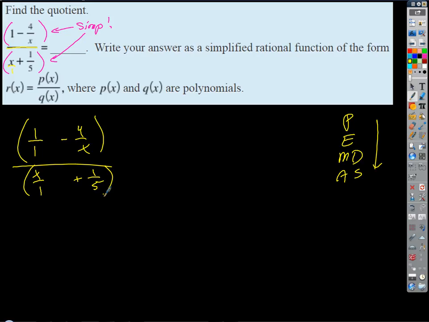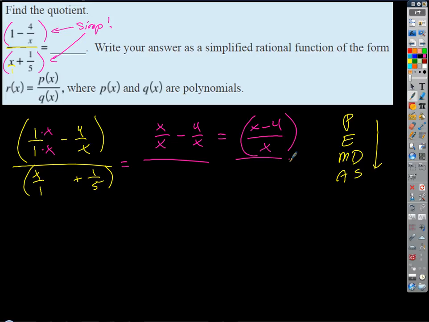So let's look at the top fraction. What's the common denominator going to be? It's going to be x, right? I've got to get an x in the bottom of both of these. Right here, I don't even really have a fraction. It's just a 1, but I can put a 1 on the bottom. So what do I have to multiply top and bottom by to get an x on the bottom? x. That's going to give me x over x minus 4 over x, which is just x minus 4 over x. Everybody agree?